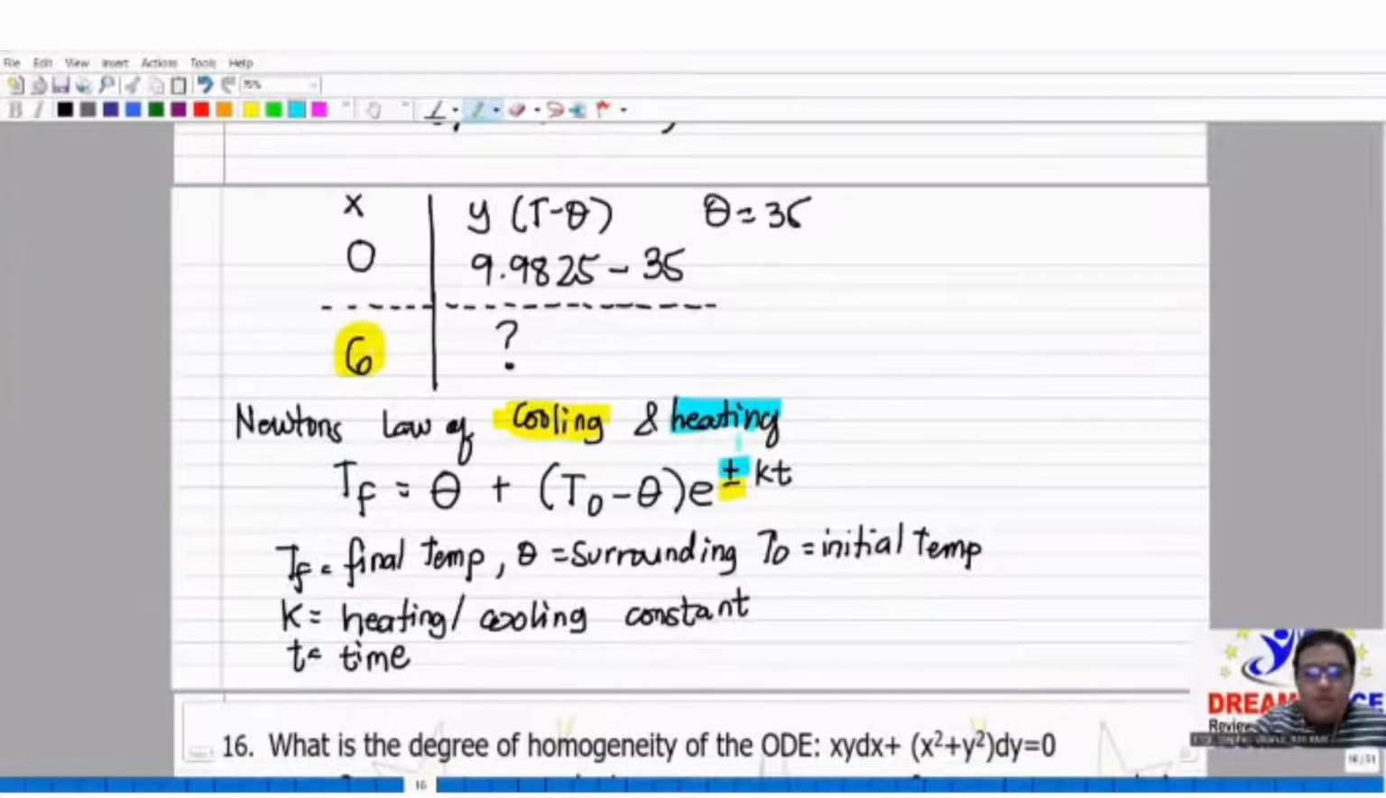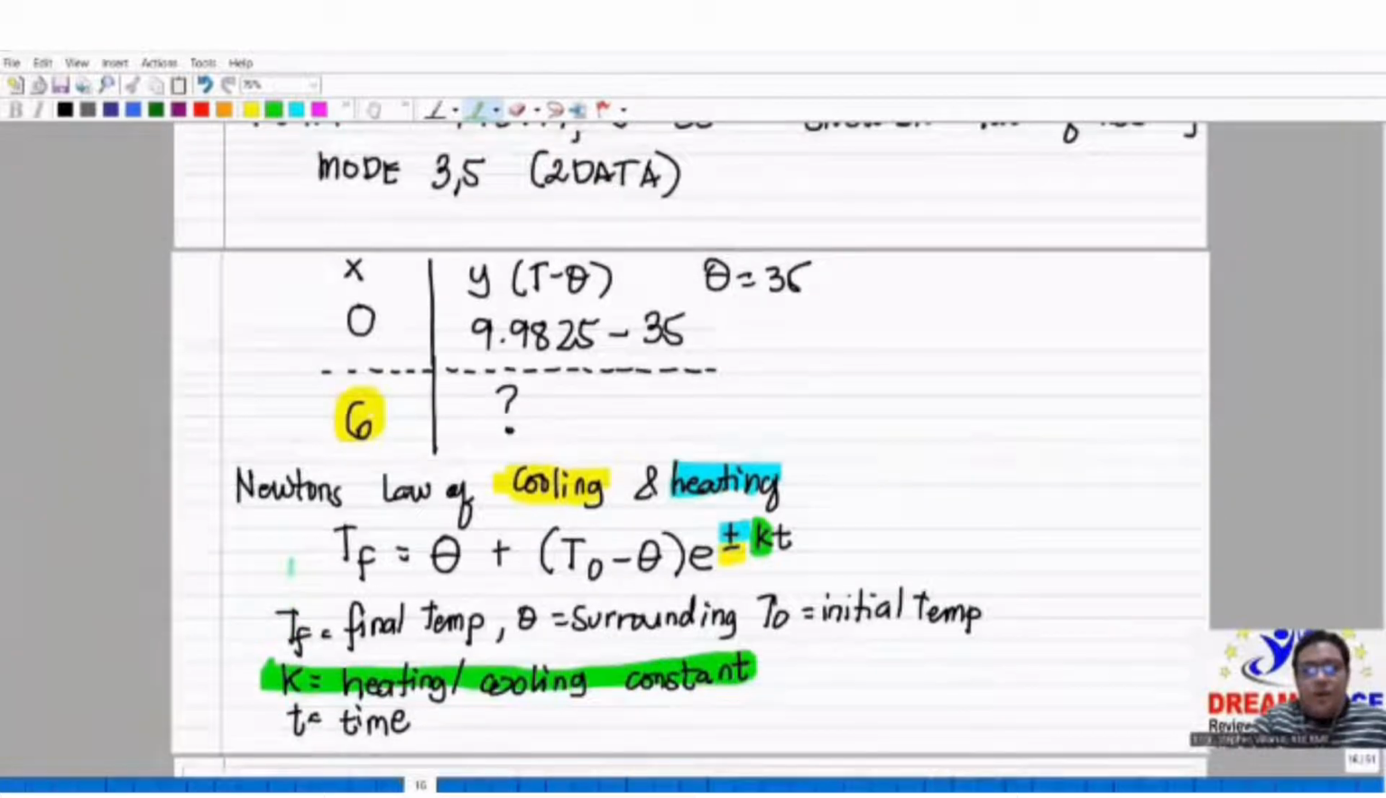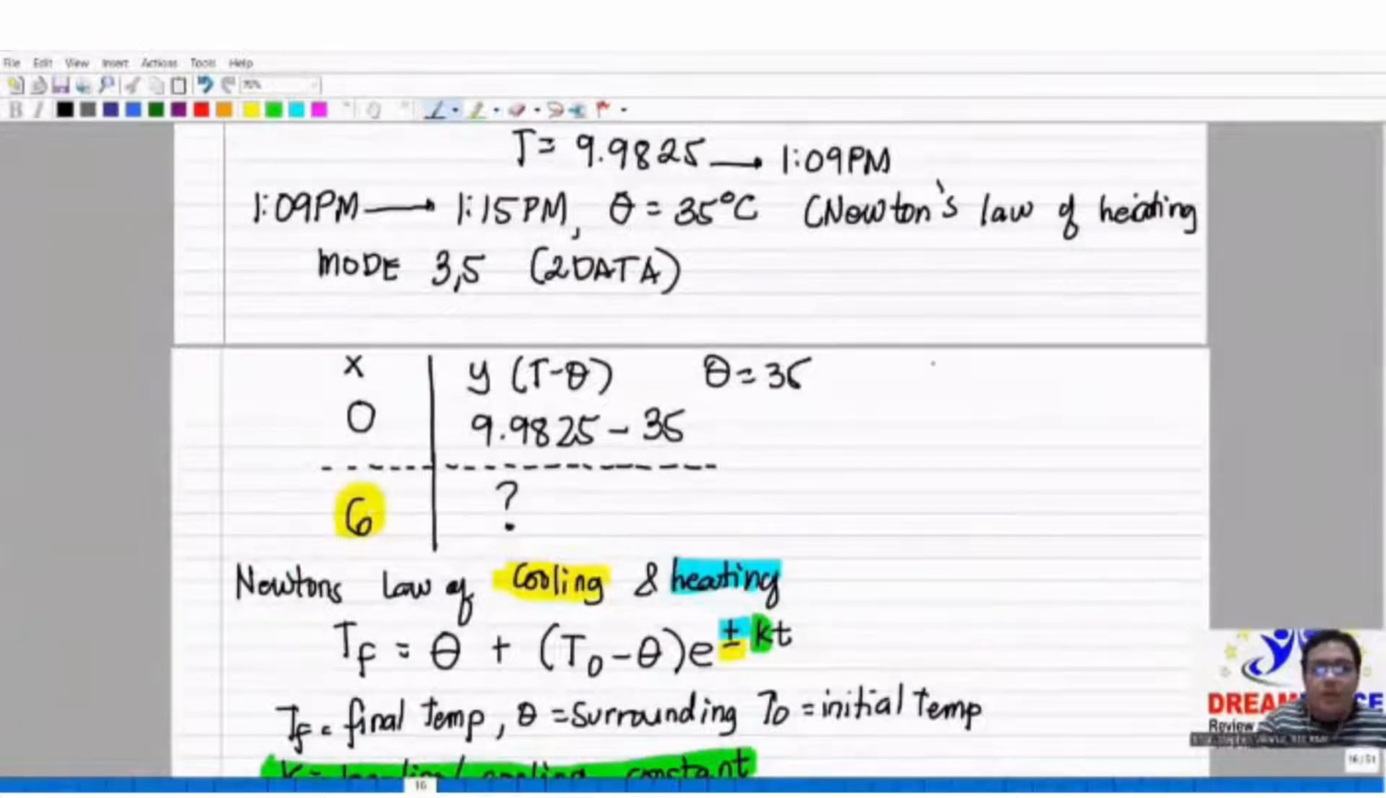Okay, saan natin kukunin yung K? Yun yung problema natin. So makukuha natin yung K from the previous table, since hindi nga naman siya nagbabago. Heating and cooling constant. So this is by your regression pa rin, pero of your letter B na. Paano natin makukuha ang regression sa ating calculator?